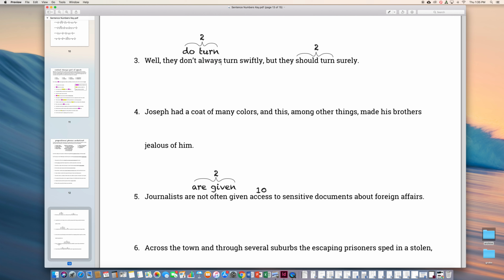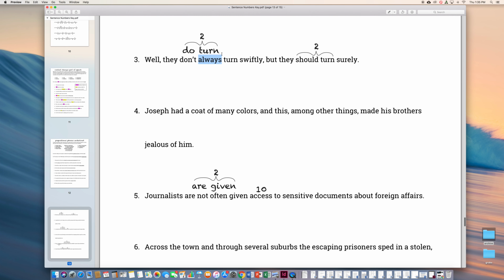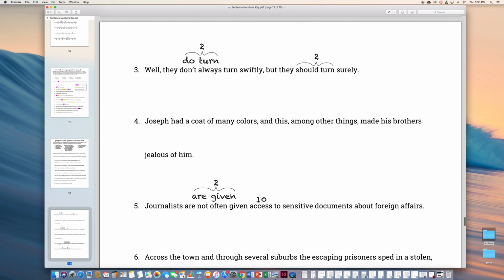So always is the adverb, and then not is an adjective modifying the adverb, okay? So always turn, not always, right? Not is modifying always, sort of turning it into the opposite, and always is describing how the wheels do turn, okay? Sometimes the helping verb is not right beside the action verb, but you need to know that these two words comprise the simple predicate, okay?